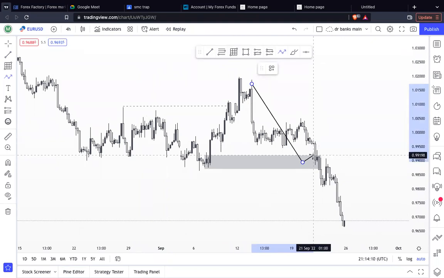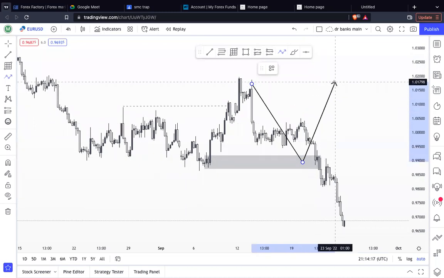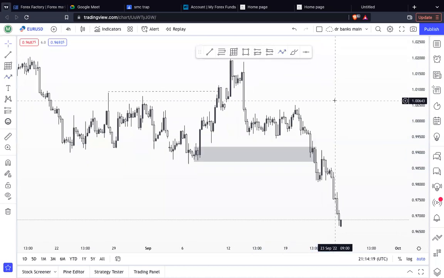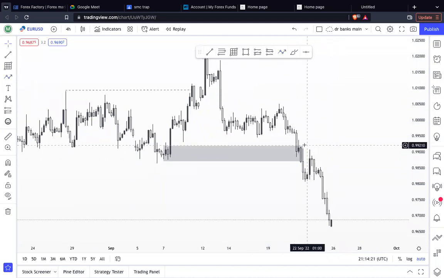Now, the moment I see a failure, my backtesting is concerned with only two things. Why did price fail this level? Second question, what did price mitigate that now caused the further move to the downside?